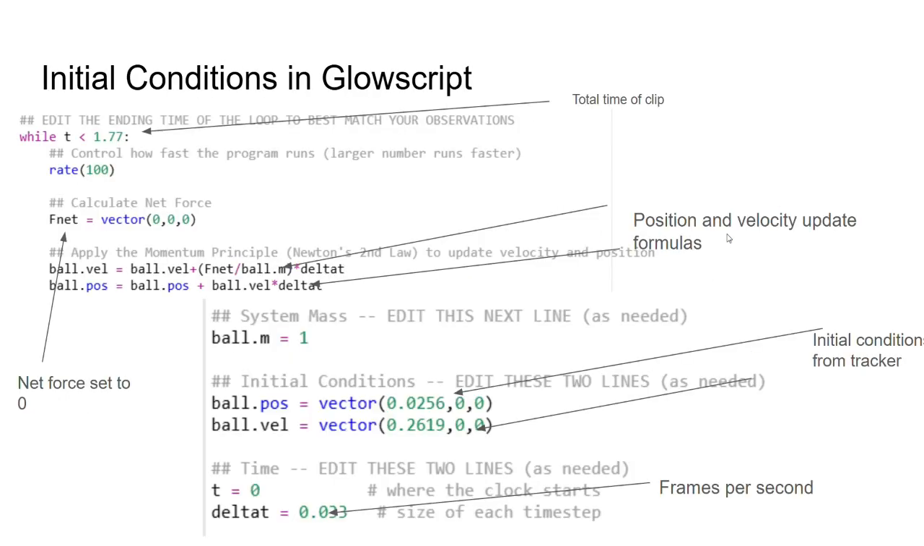I then used these values as the initial conditions in GlowScript, and I set the net force equal to 0 to represent constant velocity motion. I entered the initial position and velocity that I got from Tracker into the code, and the time step matched the video frame rate, so the simulation progressed consistently with the recorded motion. Because the net force was 0, the velocity stayed constant and position updated linearly.